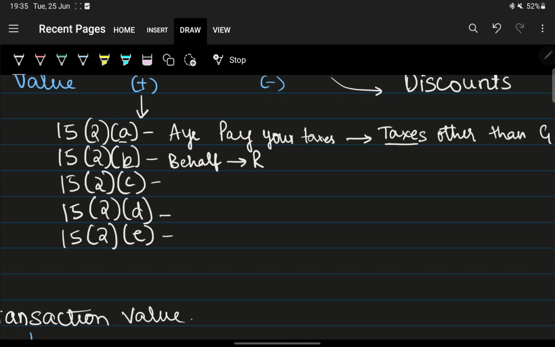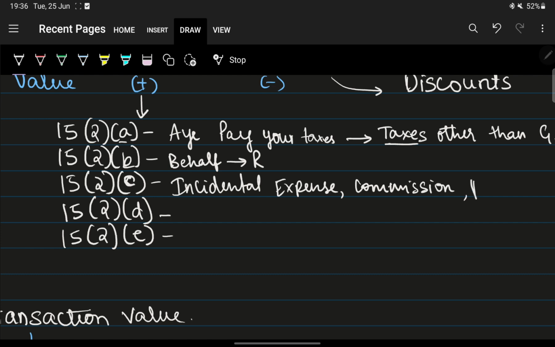From B, it is on behalf. Now C, what are you seeing? You are seeing an incident that is occurring. From incident we can remember incidental expenses, or any commission. So incidental expenses, commission, and or packing expenses, right?